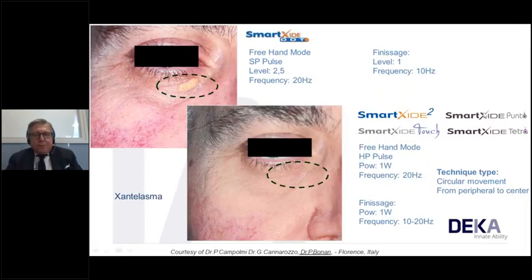And there's another result with the parameters on the left and on the right. On the left, with the SmartXide DOT, we start with 2.5 and then we finish with level 1. We start with 20 Hz, we finish at 10 Hz. With the new platform, we start with HP pulse and we finish with S pulse, but using 1 watt and frequency at 20 Hz.